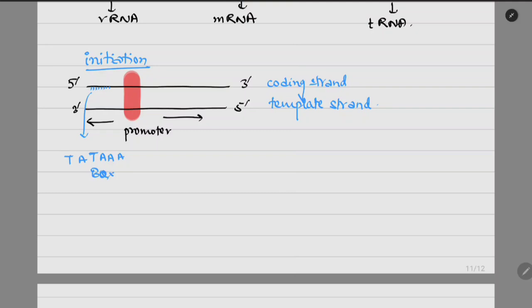Now don't get confused. While I was saying that the RNA formation takes place in the 5' to 3' direction, that doesn't mean I am saying the 5' to 3' strand of the DNA. The 3' to 5' strand is the template strand, because we have to form the RNA in 5' to 3'. So the complementary strand, that is 3' to 5', is the template strand. You have to remember this point very much.